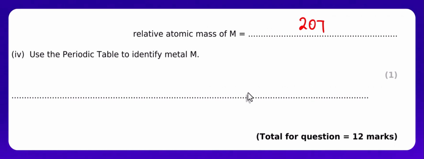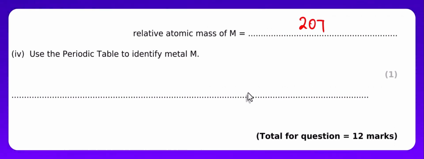Our last question for today: use the periodic table to identify the metal M. So this one you can do it. You can go to the periodic table and check the element that has a relative atomic mass of 207. Now, please, when you're going to check that one, let's say our element is M. We are not saying that this is the symbol for that element, just a representation. So you are going to read this value you find here.